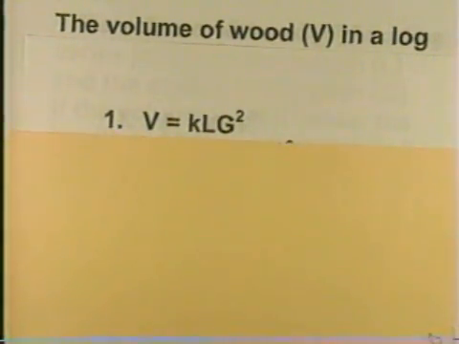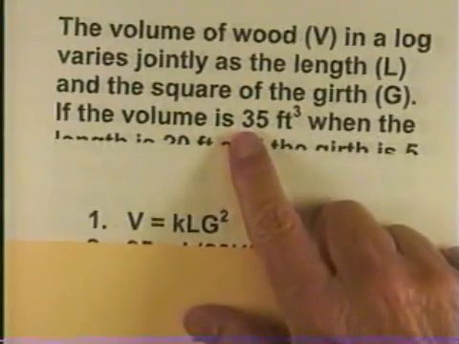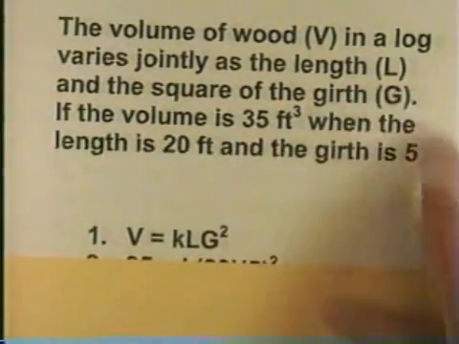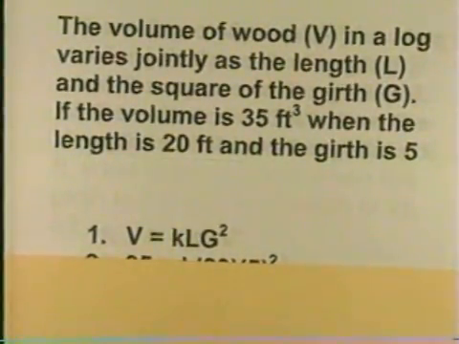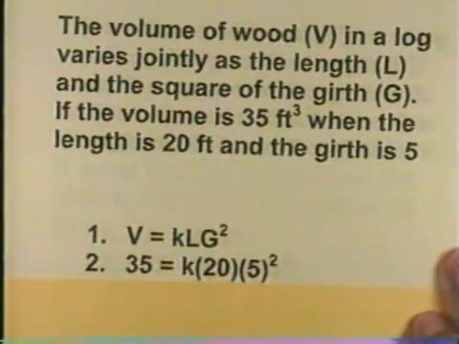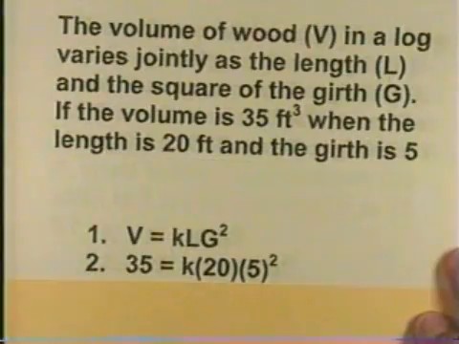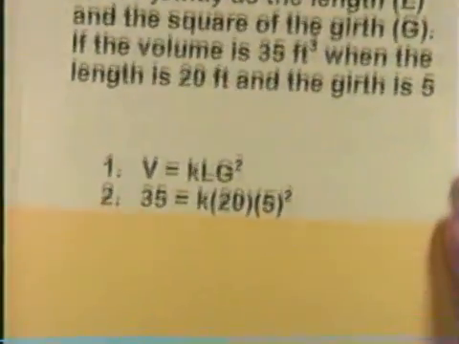Now we're going to use the information given to find out what K is. So let's go to the given information. The volume is 35 cubic feet when the length is 20 and the girth is 5. So I replace V by 35, L by 20, G by 5. And now we simply solve for K.